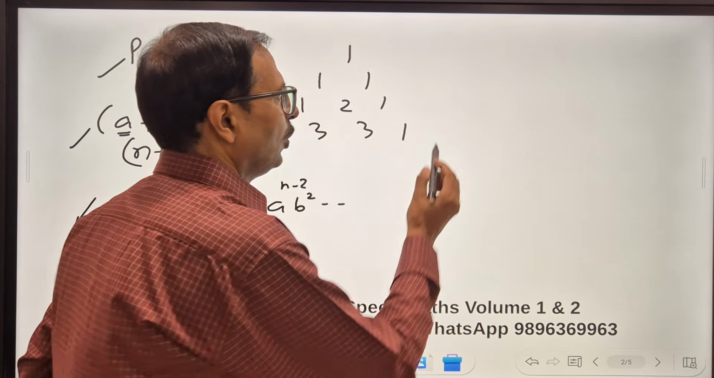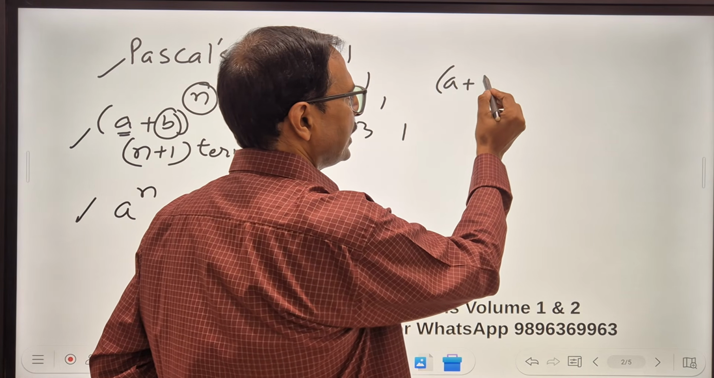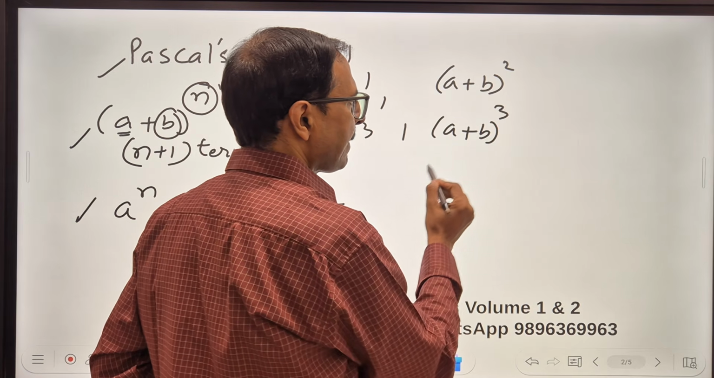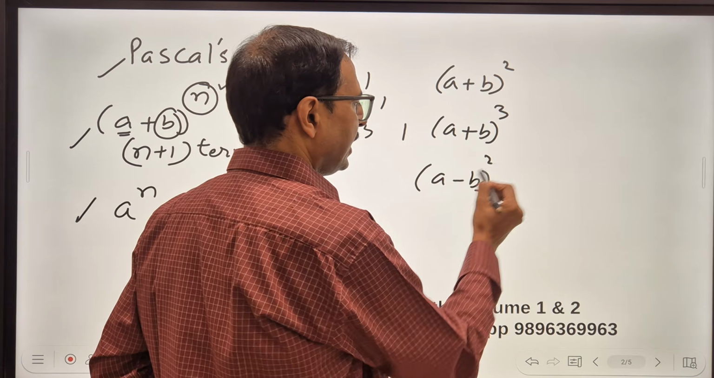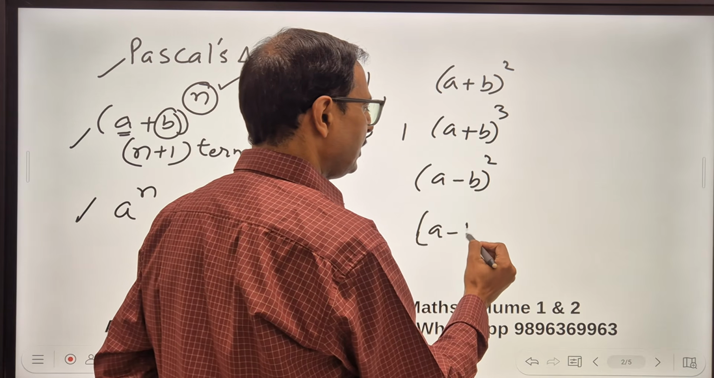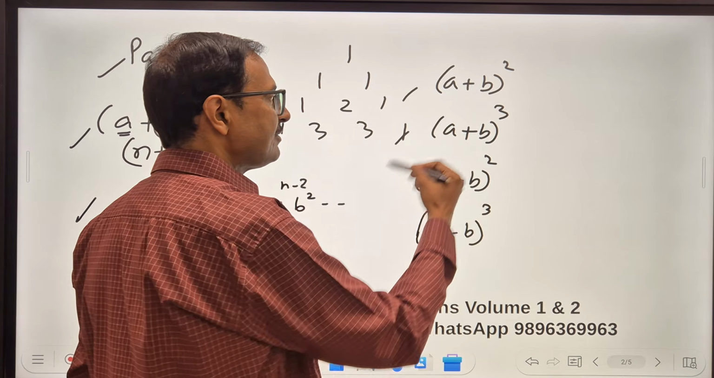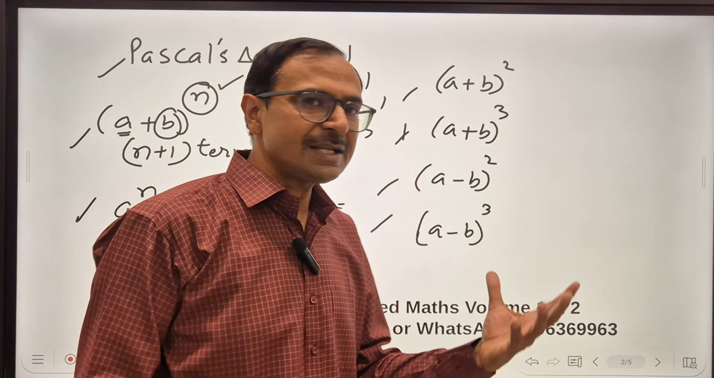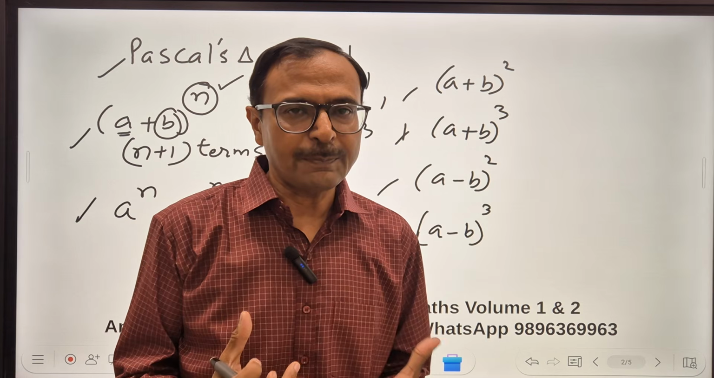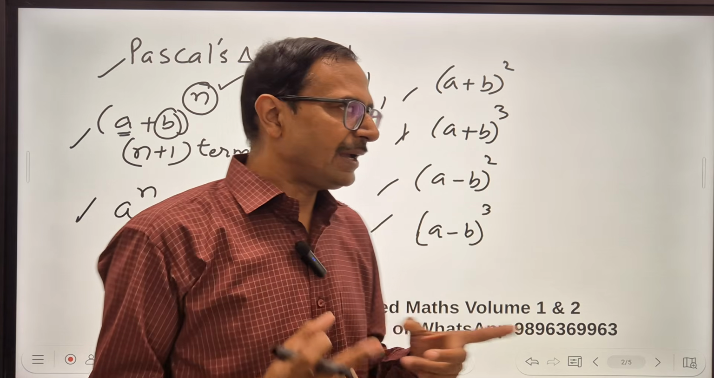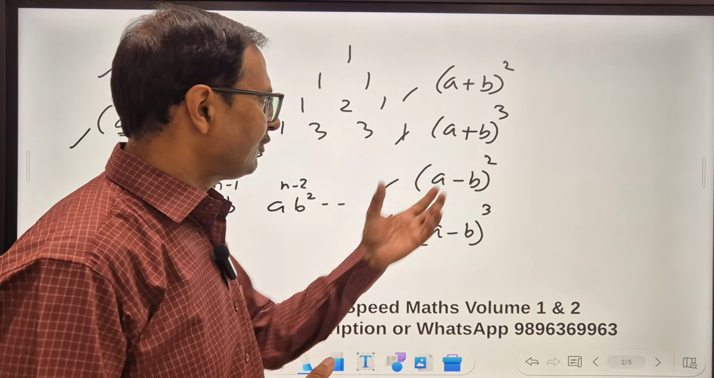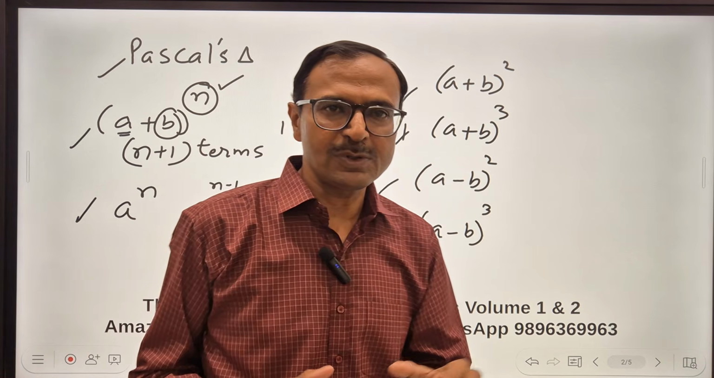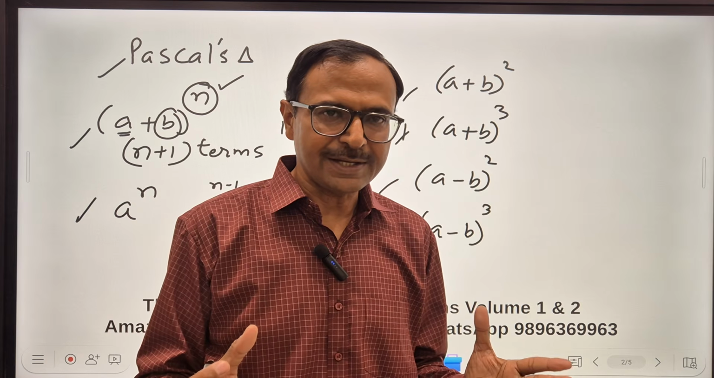Now if you know what is (a plus b) whole square, what is (a plus b) whole cube, what is (a minus b) whole square, and what is (a minus b) whole cube, we can actually derive so many different identities from this, and those are the identities which the students tend to cram up in the exam. So I am going to use this knowledge of (a plus b) whole cube, (a minus b) whole cube, even (a plus b) whole square and (a minus b) whole square to derive some more identities.